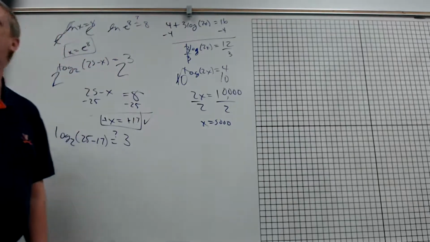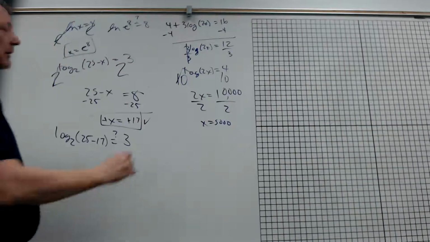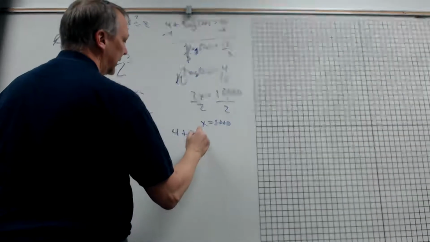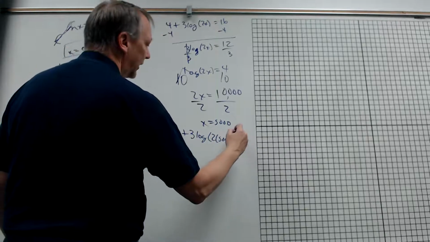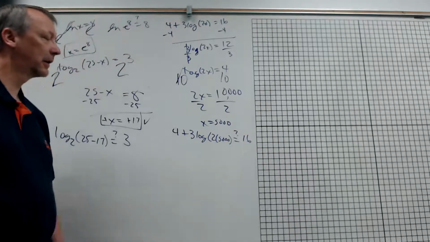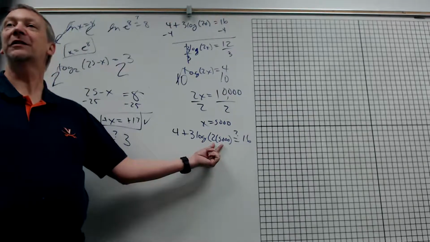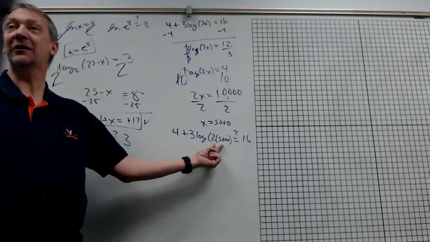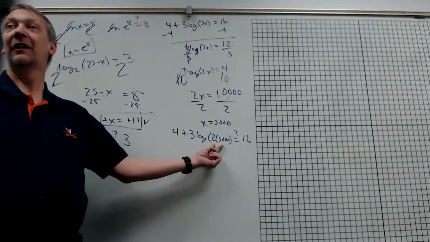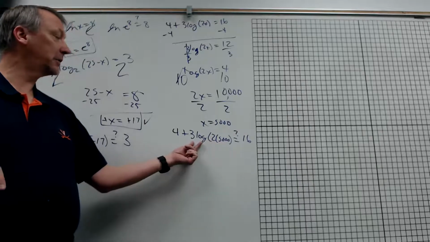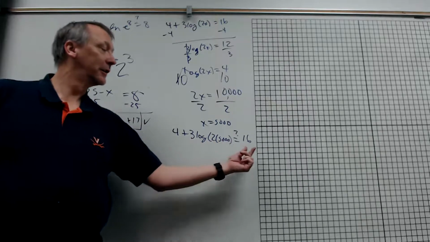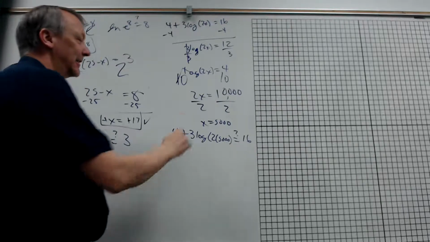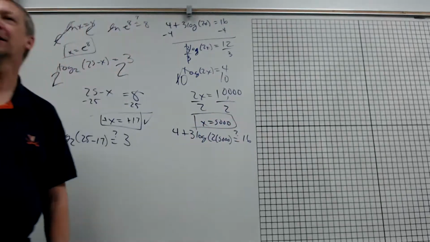Should we check our answer? Okay, 4 plus 3 log of 2 times 5,000. Does that equal 16? Well, 2 times 5,000 is 10,000, and the log of 10,000 is 4. 4 times 3 is 12 plus 4, 16. That's the right answer. Okay?